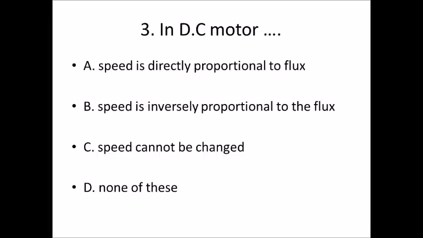In DC motor, option A, speed is directly proportional to flux. Option B, speed is inversely proportional to flux. Option C, speed cannot be changed. Option D, none of this. Answer guess cheyandi. Answer వచ్చేసి option D, none of this.